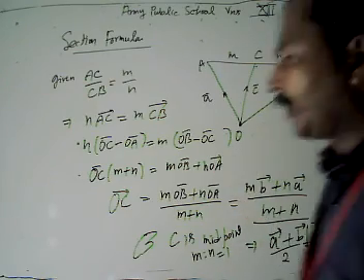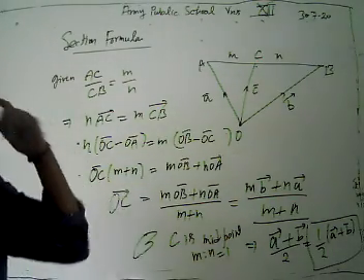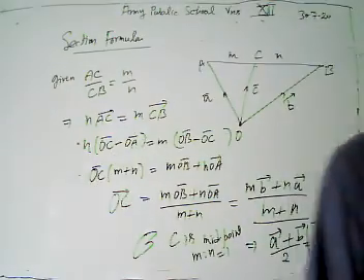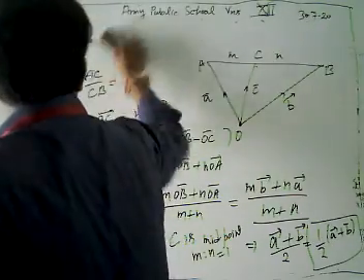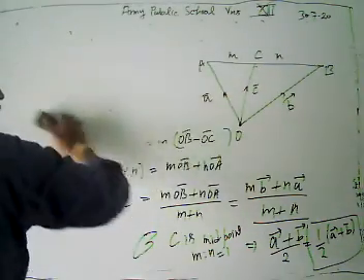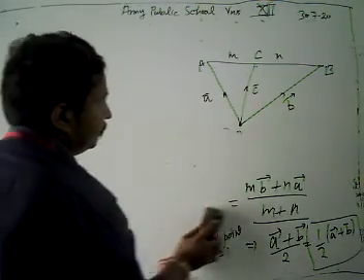Now we have discussed the section formula and the midpoint formula. Next we are going to find the position vector of the centroid of a triangle. So suppose we have to find the centroid of a given triangle.